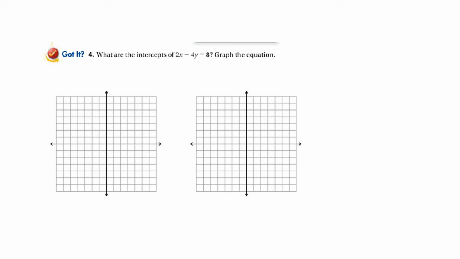Okay, let's do this guided problem. What are the intercepts of 2x minus 4y equals 8? So I have 2x minus 4y equals 8. So I want to find the x-intercept.